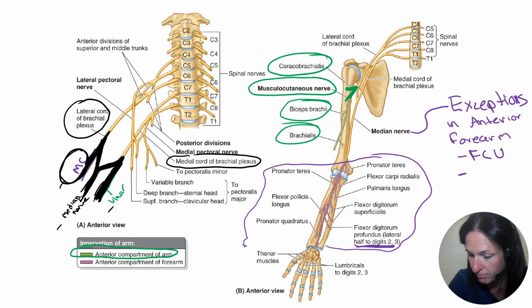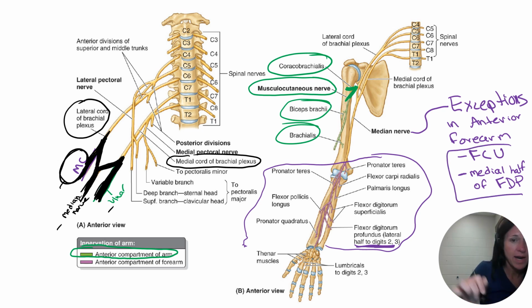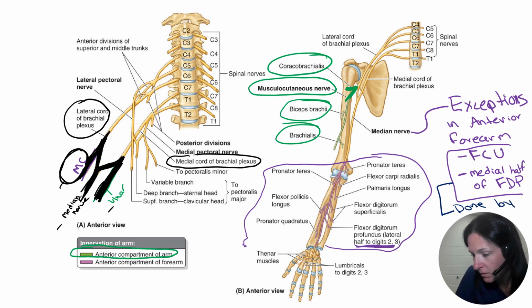So the medial half of flexor digitorum profundus. Okay, so these are the exceptions in the anterior forearm, and they are going to be done by the ulnar nerve. And again, we'll discuss this more as we move through the extremity, but it's always good to start going through it earlier. The earlier the better. Repetition is key.